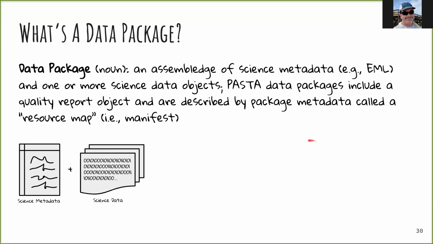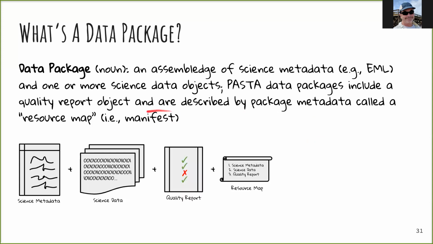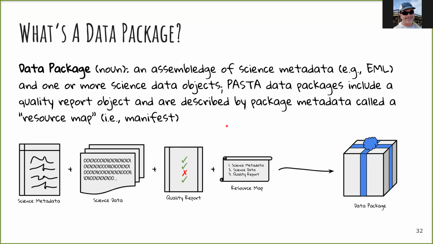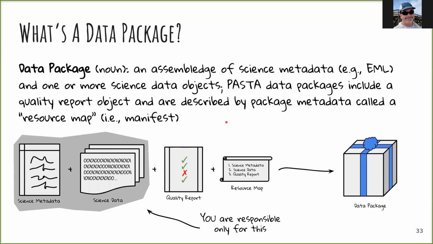And we also have something called a resource map, which is in essence a manifest of what consists in that data package itself. So those are those two extra components there. And it's those four components that form what we call the data package in PASTA. So as a user, if you're contributing to the repository itself, you're only responsible for the science metadata and the science data. You don't have to worry about that quality report or the resource map itself. So it makes it quite easy to contribute to the environmental data repository.